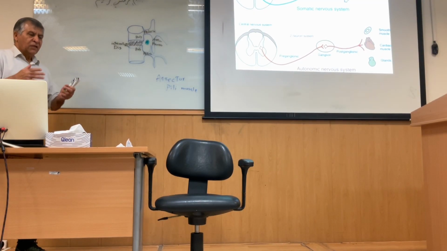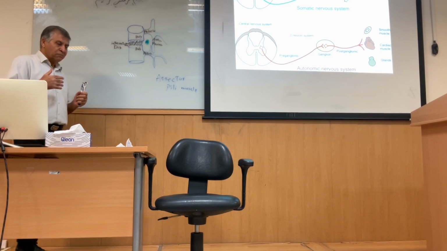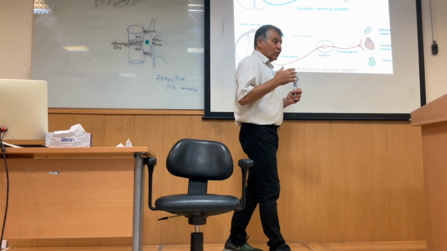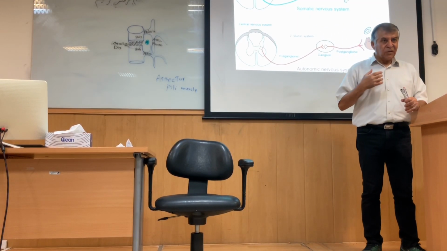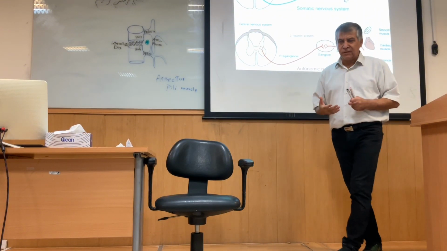And finally, parasympathetic inhibits the contraction of the sphincter. Okay? The sphincters of the body are relaxed, opened by the parasympathetic system.